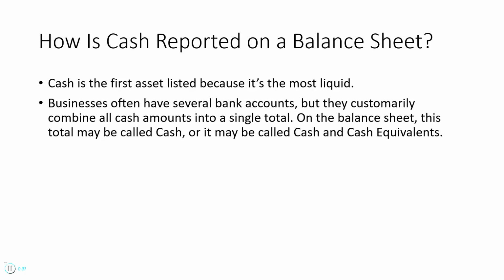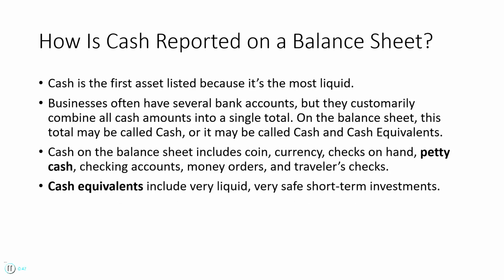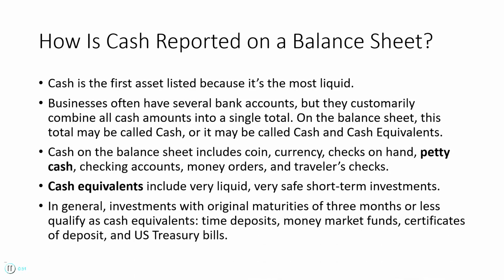Cash on the balance sheet includes coin, currency, checks on hand, petty cash, checking accounts, money orders, and traveler's checks. Cash equivalents include very liquid, very safe, short-term investments. Usually the rule is to have a maturity value of 3 months or less.